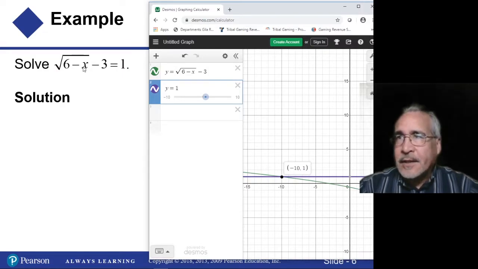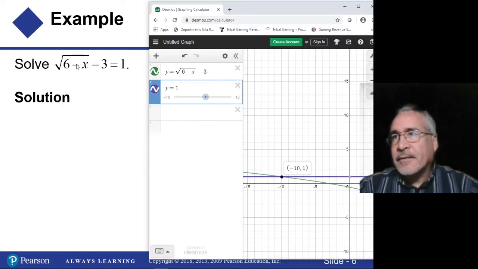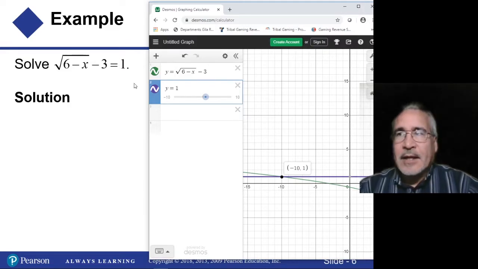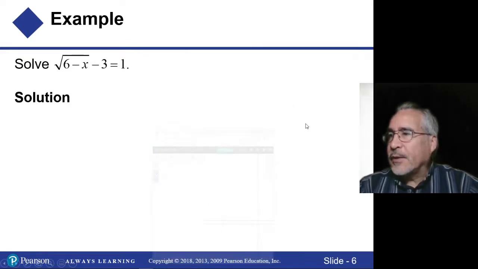You could plug it in here: negative 10, negative, and negative make a positive 10. 10 plus 6 is 16. Square root of 16 is 4. 4 minus 3 is 1. So again, we're going to see it all work out.